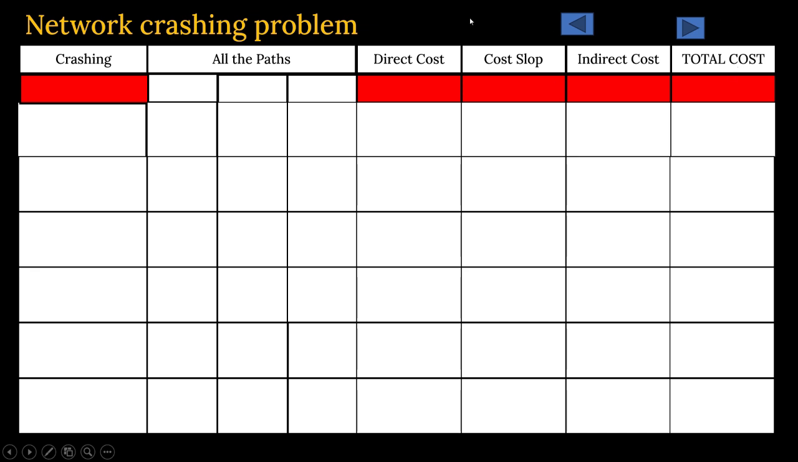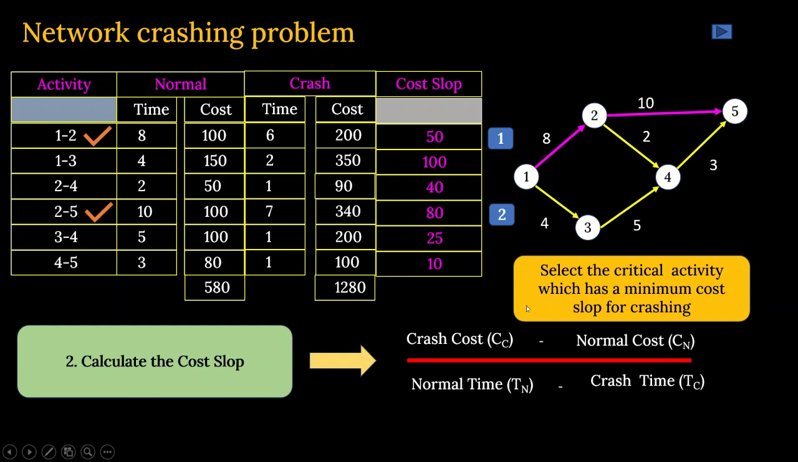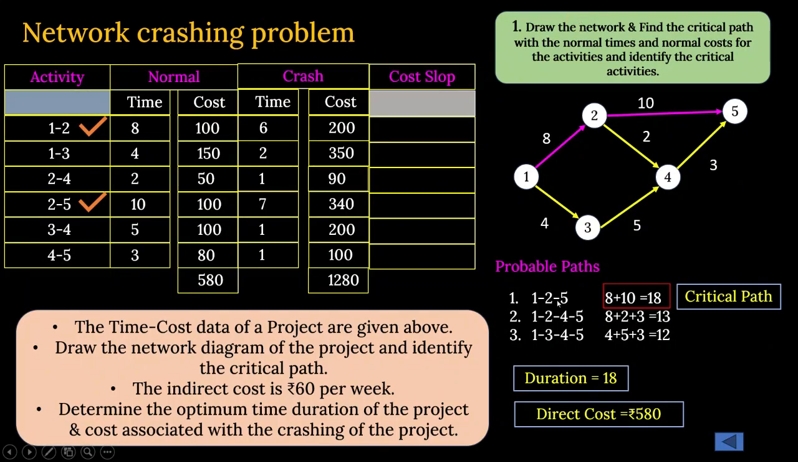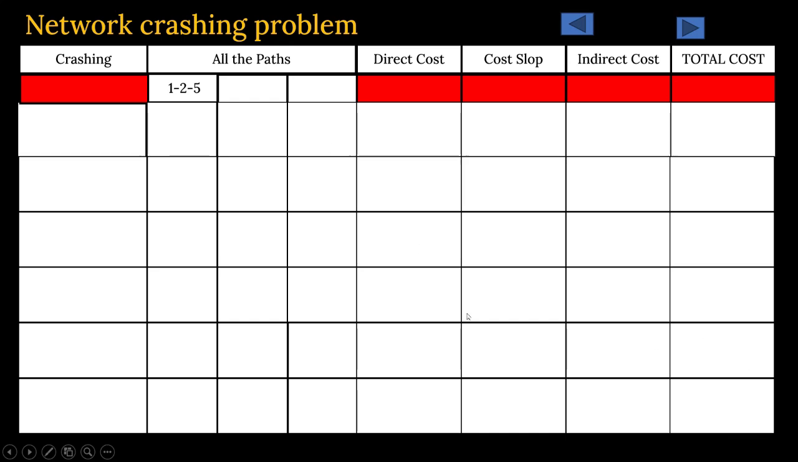Fine. Now, in the first instance, let us see what the critical paths are: 1 to 2 to 5, 1 to 2 to 4 to 5, 1 to 3 to 4 to 5. Okay, so let us again go back to the table. 1, 2, 5 is one critical path. Then 1, 2, 4, 5 is another probable path. And 1, 3, 4, 5 is another probable path. Okay. Now, before crashing, what was the duration?